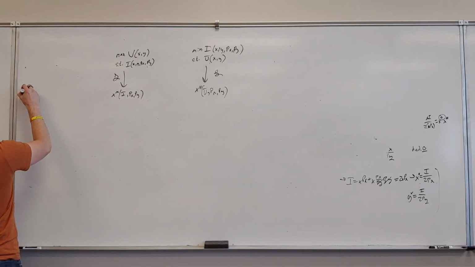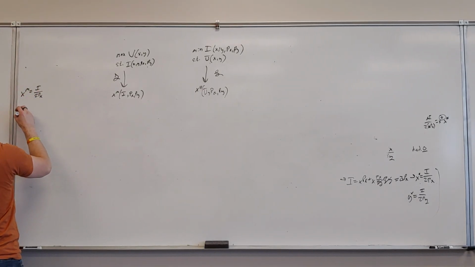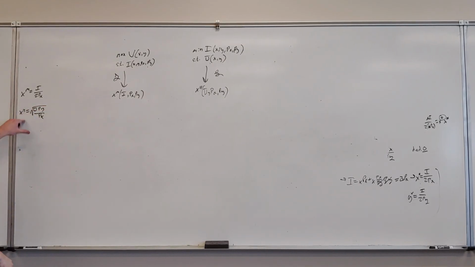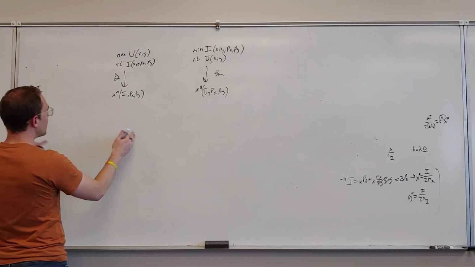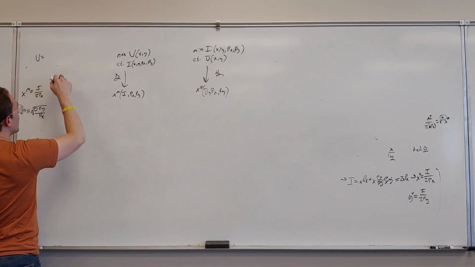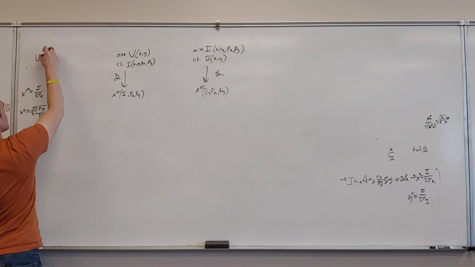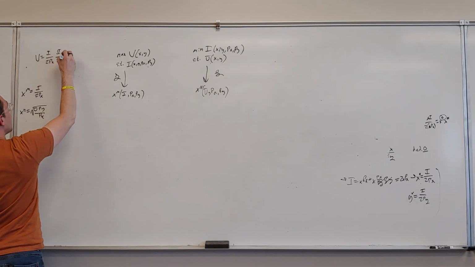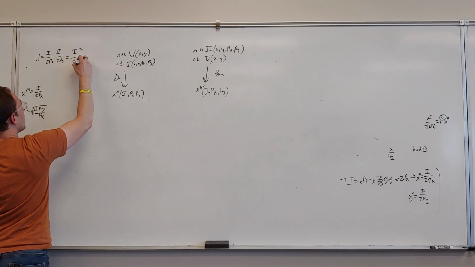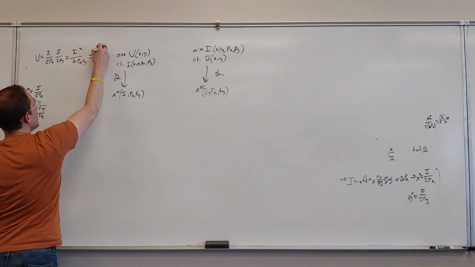So what was my x Marshallian? It was I over 2 px. What was my x Hicksian? It was root u bar py over px. This is my Marshallian and Hicksian. So I'm going to plug these back into my initial function. So u equals xy becomes u equals I over 2 px times I over 2 py, which is I squared over 4 px py.